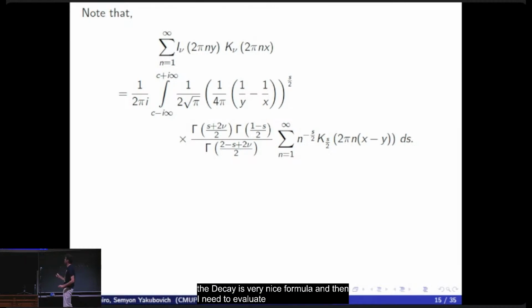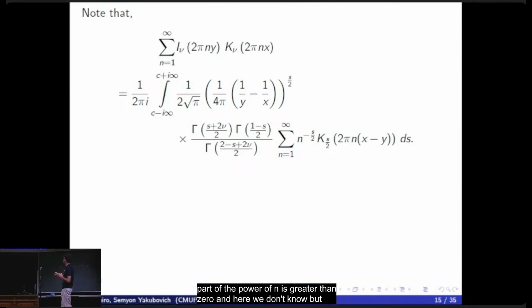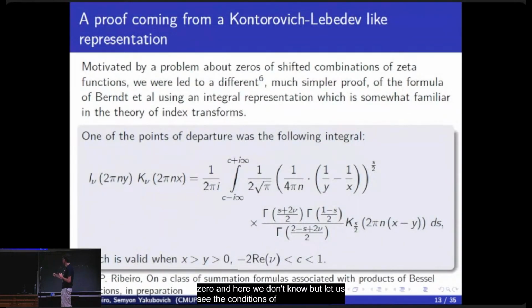But this sum, we already met this sum. Let us recall Watson's formula. Note that in this formula, which was a corollary of the formula of Berndt, Dixit, and co-authors, we have a Bessel function K nu multiplied by a power of n, and you have the same thing here. The only difference is that in this formula it is assumed that the real part of the power of n is greater than 0, and here we don't know. But note, let us see the conditions of the integral again.